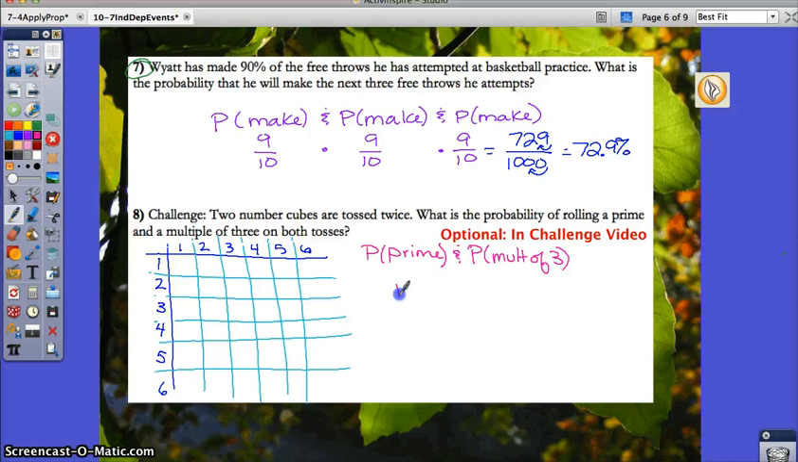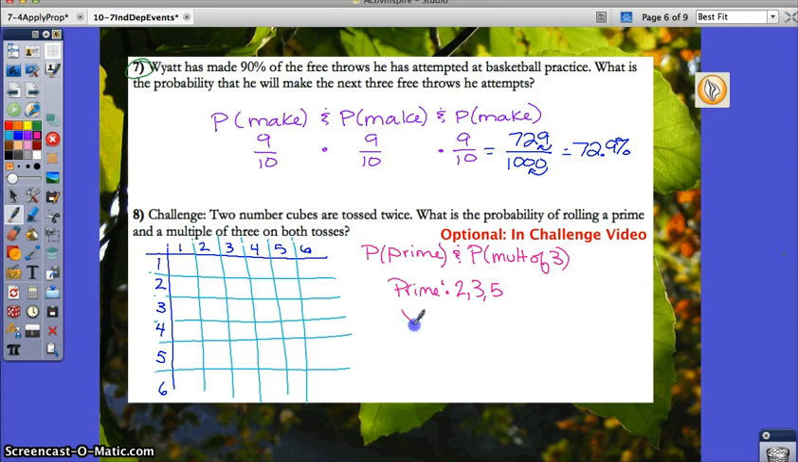So let's think about it. For the primes, what numbers would be prime? 1 is not prime. That's often what I hear, but it is not prime. It is just kind of off on its own. 2 is prime, 3 is prime, and 5 is prime. Those are only divisible by 1 and themselves.